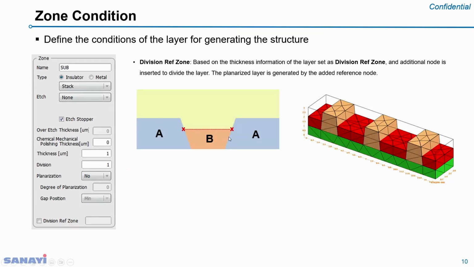The next one is division reference zone. It will be easier to understand by looking at this picture. You can utilize this function when you want to create layer B with completely planarized, that is smaller in thickness than layer A. Additional nodes are inserted into layer A at locations equal to the thickness of layer B.